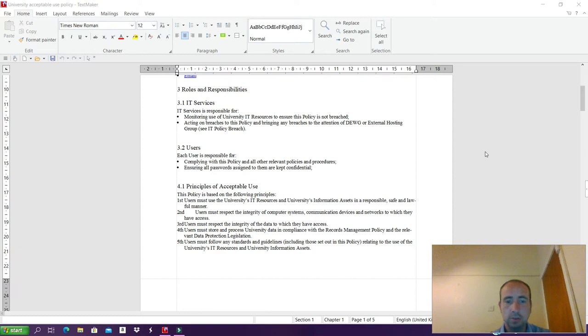Fourth, users must store and process university data in compliance with records management policy and relevant data protection legislation. Users must follow any standards and guidelines, including those set out in this policy, relating to the use of the university's IT resources and university information assets.